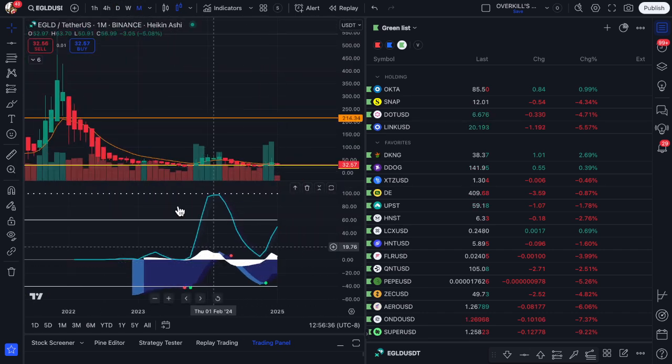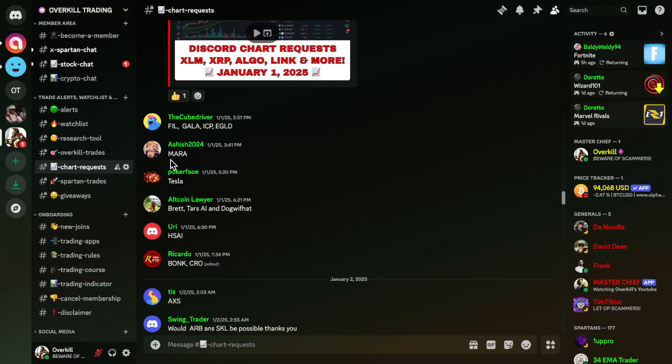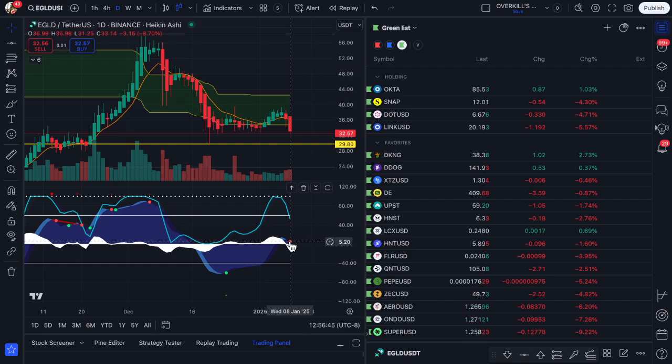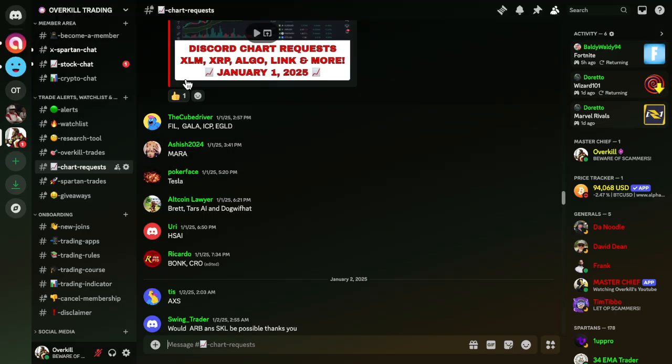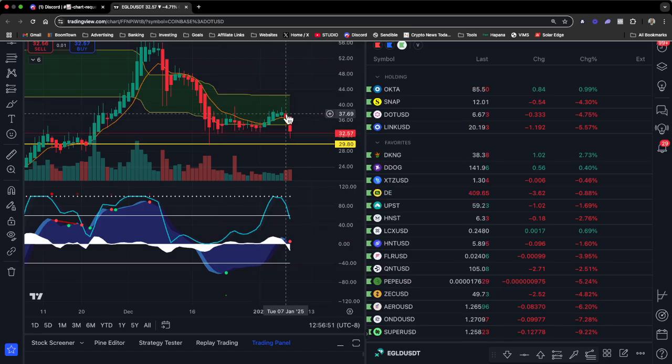And again, the last dot is still green on the monthly. So let's just wait to see where the green dot comes on eGold there. Again, I would recommend maybe selling half here on the red dot and then get back in on the green. But again, I don't like the fact that it's breaking down below the golden zone.